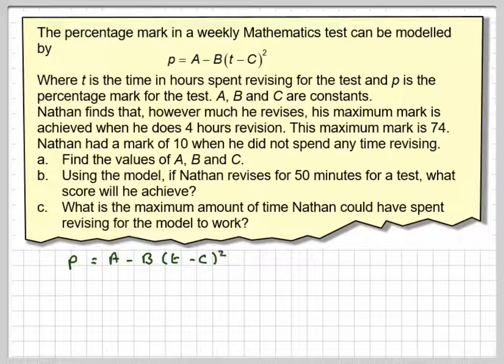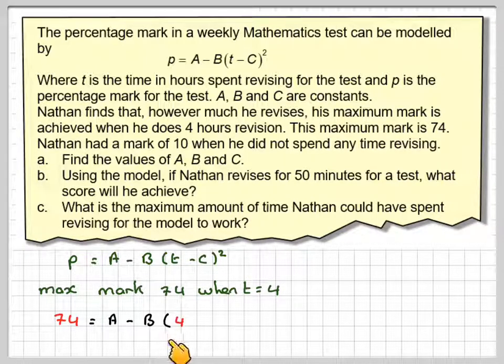Okay, so we've got this model where P = A − B(T − C)². We know the maximum mark is 74 when T is equal to 4. Now, if you know anything about completing the square form, when this bracket is 0, A gives you the maximum that this function can be. So 74 will have to be equal to A − B × (4 − C)².